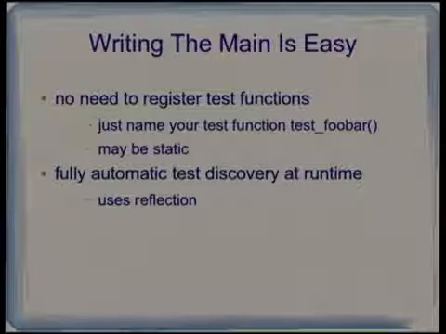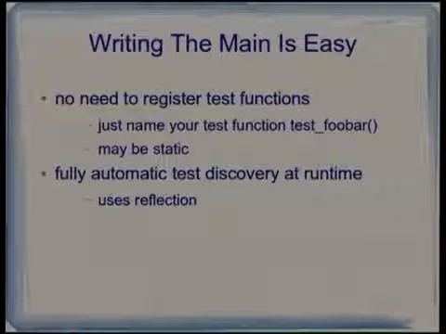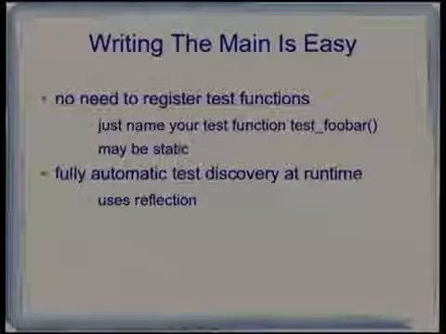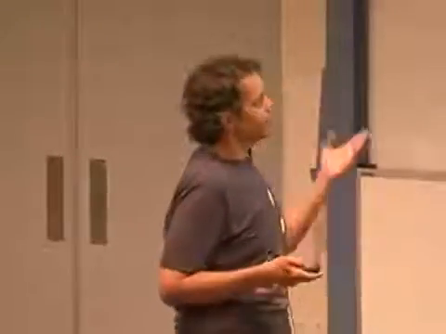Writing the main routine is easy. You don't need to muck about registering test functions. This is something you have to do in CUnit. You have to set up a structure with a map of a string to a function pointer, and so on. It gets difficult. Sometimes you need to arrange for test functions to be external. Then you've got to figure out how to name them. You can't name two things in two different suites the same way. So what I do is fully automatic test discovery at runtime using reflection. And yes, that's impossible.